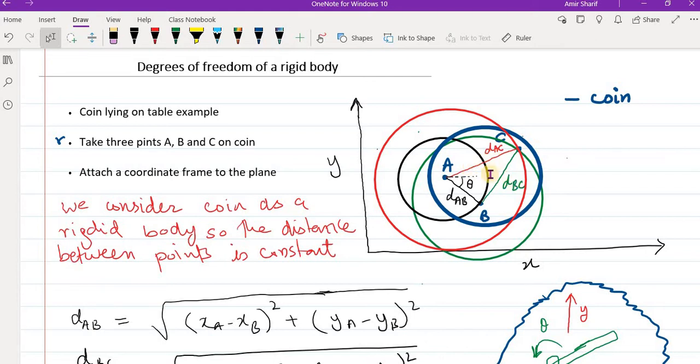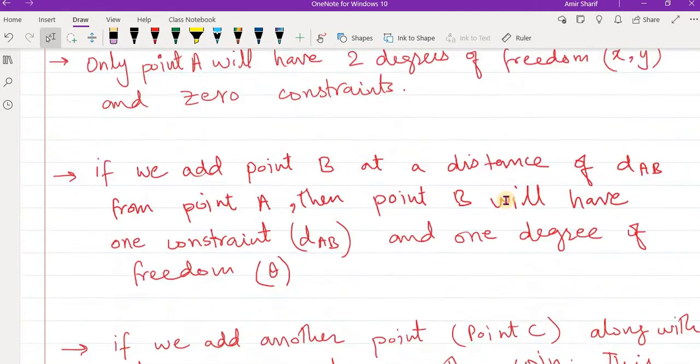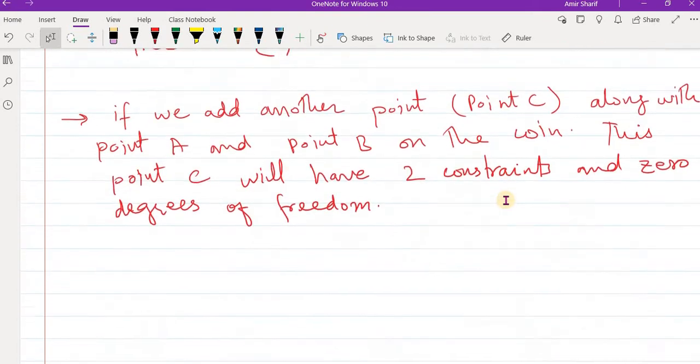So any other point you add, let's say a point D, must be fixed with respect to points A, B, C at a constant distance, and so it cannot move anywhere. So there is no reason for adding more points, because we already know that its degrees of freedom will be 0. So only these 3 points are useful. That's why we took these 3 points, A, B and C.